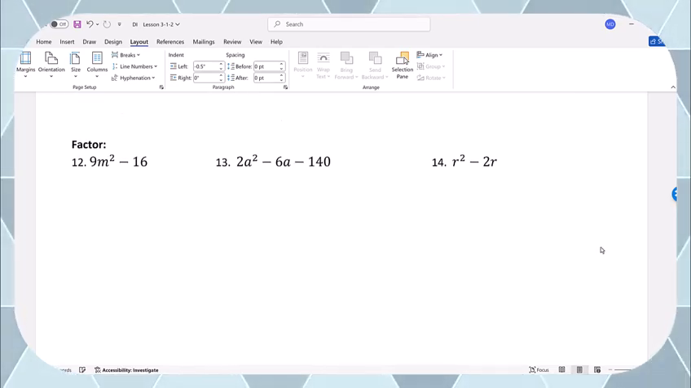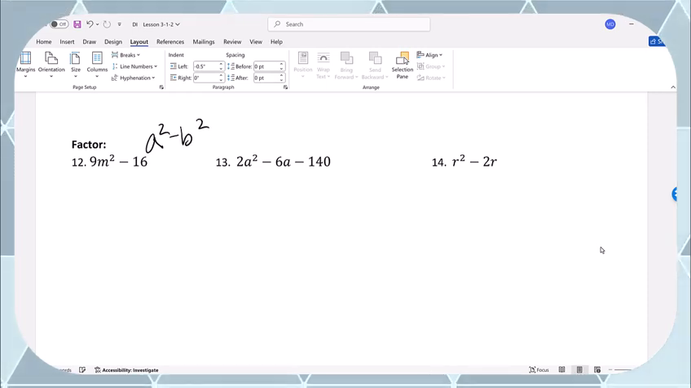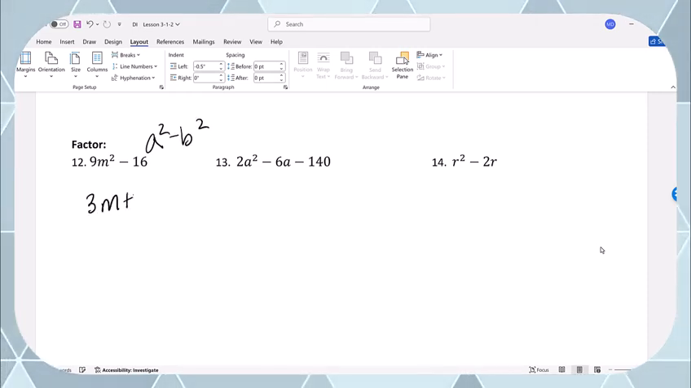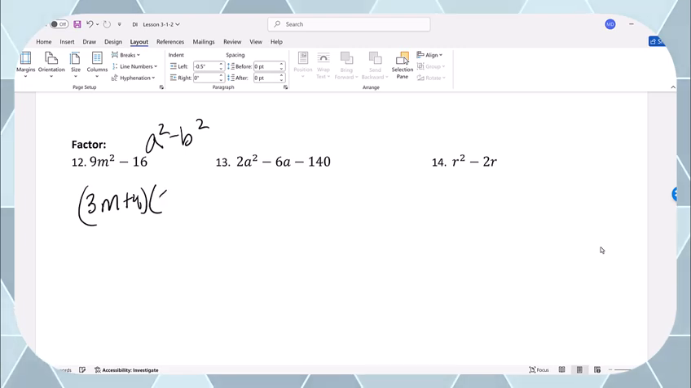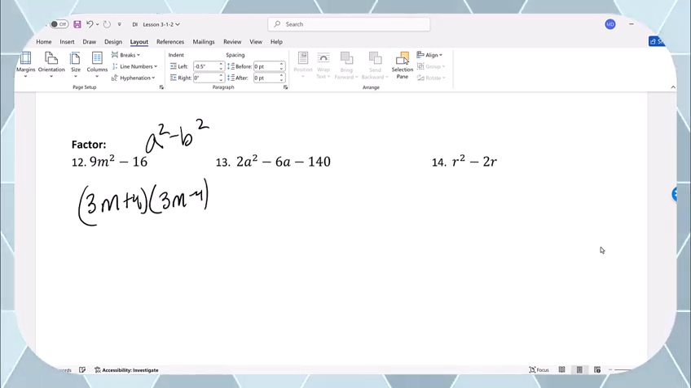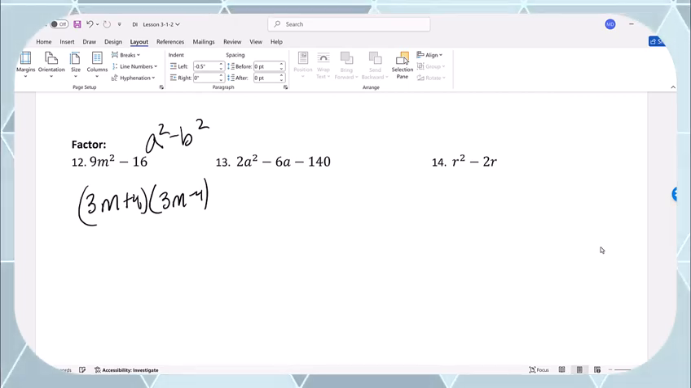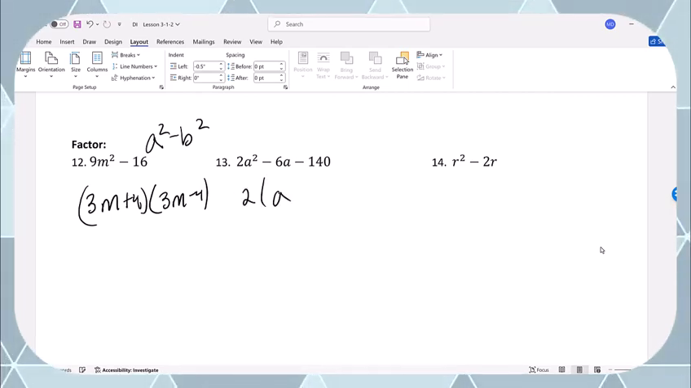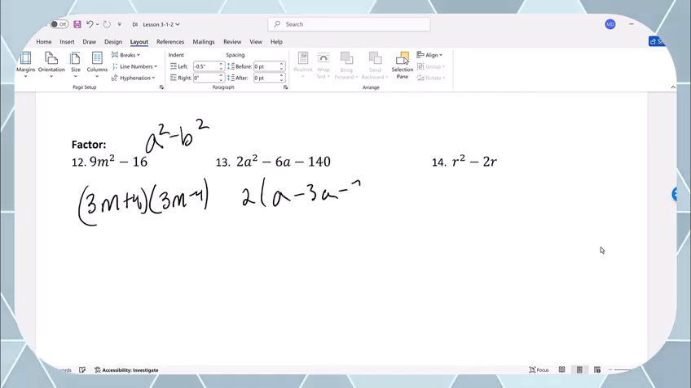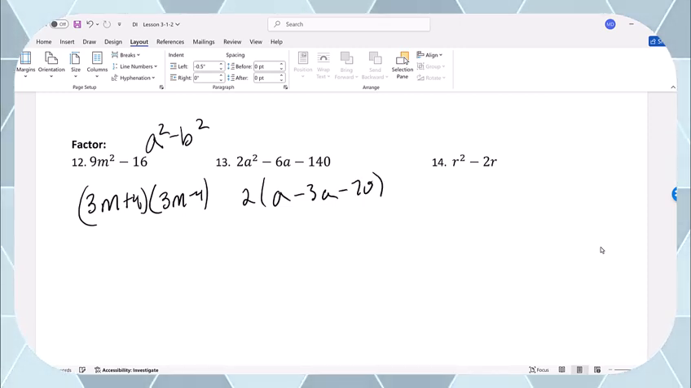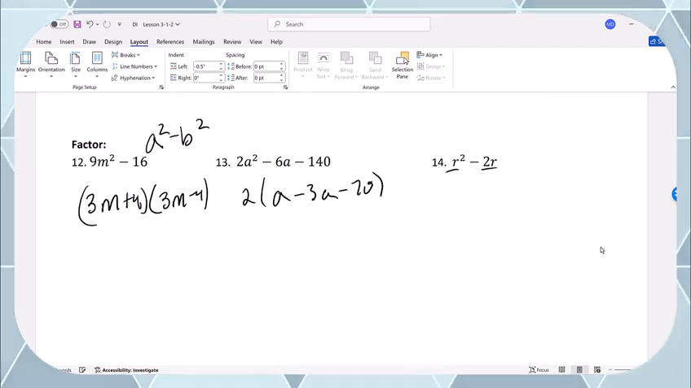Last, for factoring, this is the difference of squares. So that'll be 3m plus 4 and 3m minus 4. For this, factor out what's in common. A times c factors that add to b. And this one, same idea, factor out what's in common.